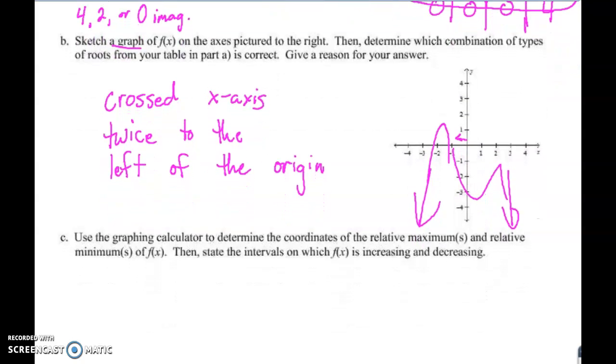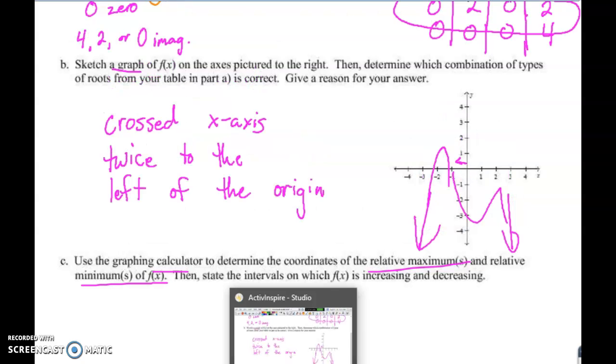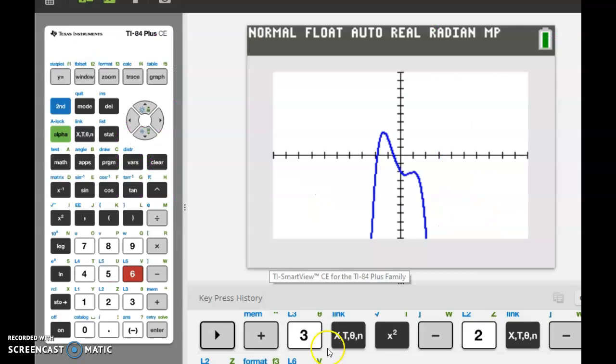Now the next part is asking you to use your graphing calculator to find the relative mins and maxes. There's a lot of key presses to get there. Maybe I'll just show you with the graphing calculator. Alright, so I went ahead and graphed it with my graphing calculator.